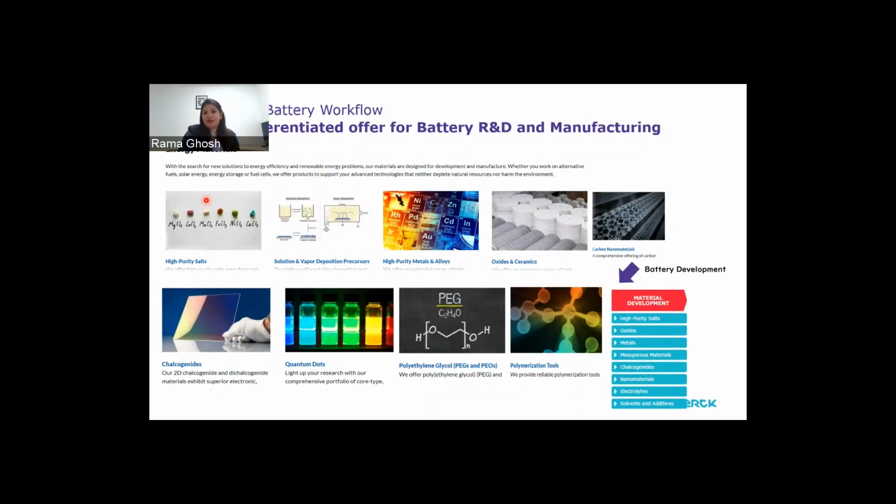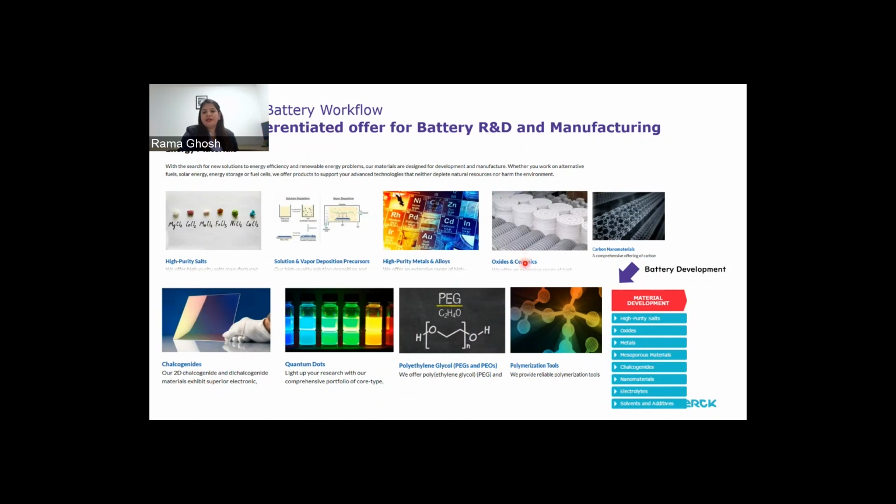Now I will take you through the website, where, as I said, our energy materials are designed in such a way. Suppose you are developing a battery, so we have high purity salts. If you simply click here, you will go to the website. Then vapor deposition precursors, as you know there are a lot of techniques: hydrothermal, sol-gel, solvothermal. For that, high purity metals and alloys in different forms, whether powder, wire, sheet, or honeycomb, every form is available which can fit your research.